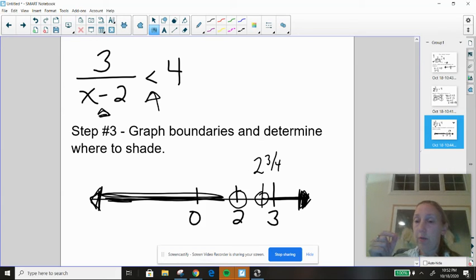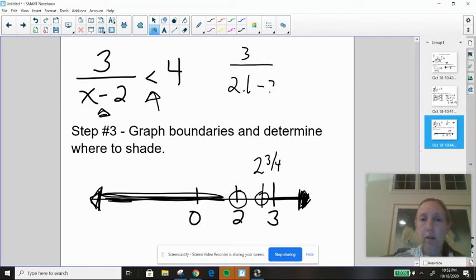Between 2 and 2 3/4 doesn't work, and I like to test that out. So I'm going to plug in 2.1 and make sure that the place I haven't shaded actually doesn't work. 2.1 take away 2 is 0.1. 3 divided by 0.1 is 30. 30 is not less than 4. Whoops, not less than 4. So I feel pretty good about my answer.